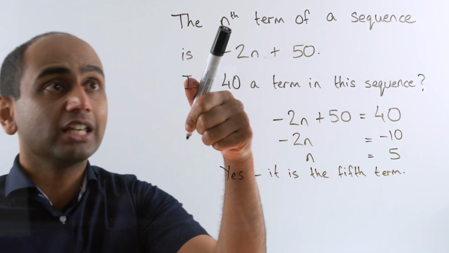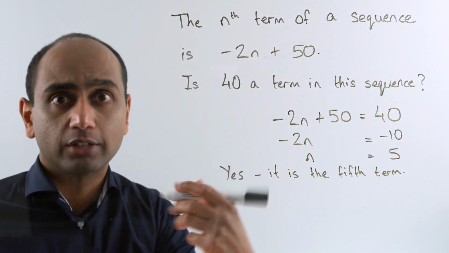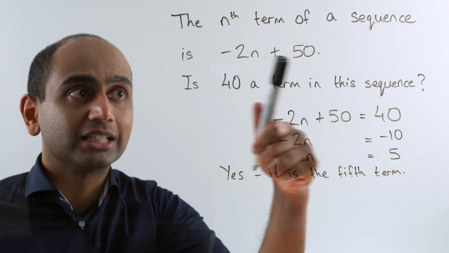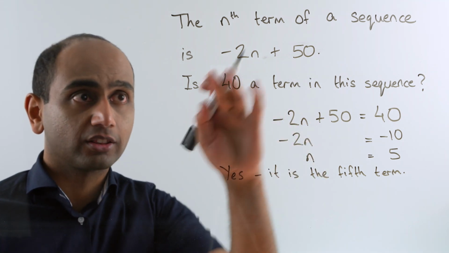So if we substitute 5 into there, we see it's the 5th term, 5 into here, negative 2 times 5 is negative 10, negative 10 plus 50 is 40. So yes, 40 is in this sequence.